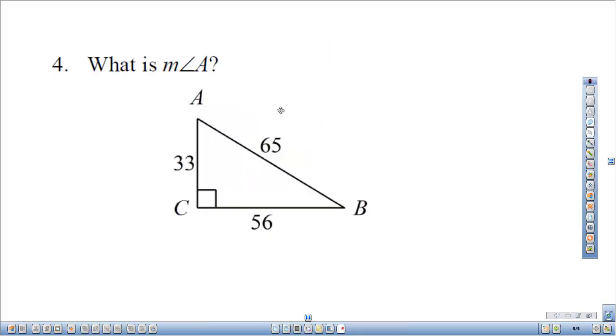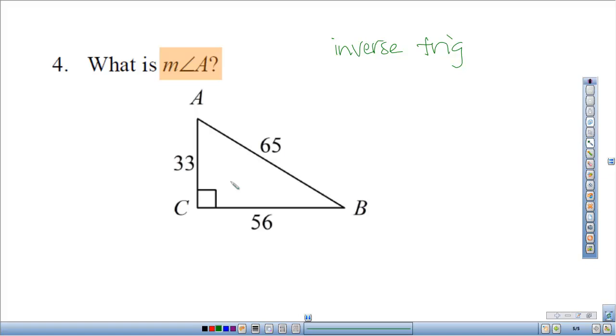All right, here's problem number 4. They ask us what is the measure of angle A, and they give us a right triangle where we know all 3 sides. So hopefully you see this measure of the angle and it reminds you of inverse trig. Okay, in other words, if we have a right triangle, we know some sides, we can figure out the angles by using trigonometry backwards. Okay, this almost works the same way as using trigonometry in the normal direction.